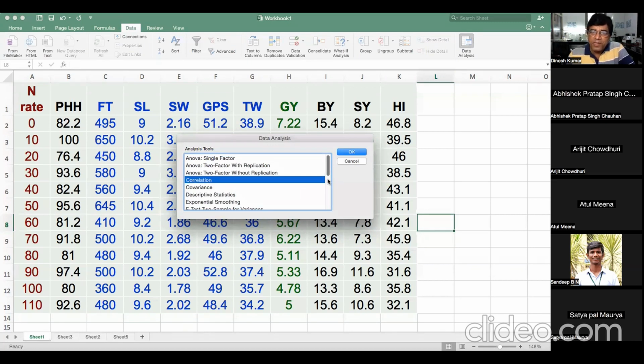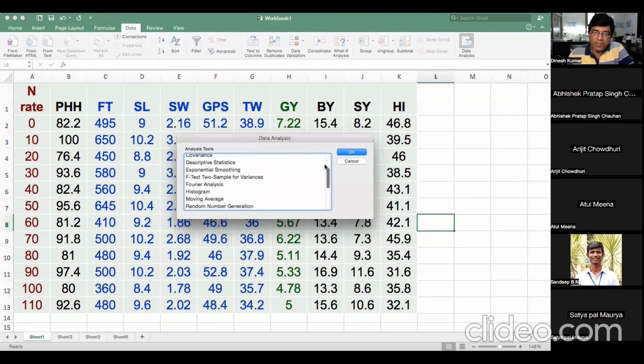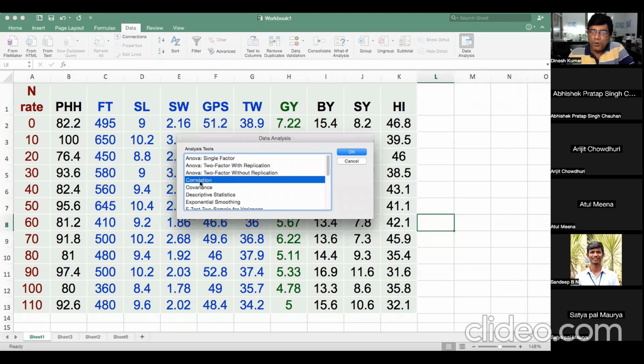If you have the paid version, then you can have many more options here. Suppose we are interested in correlation. Just select correlation and click OK.